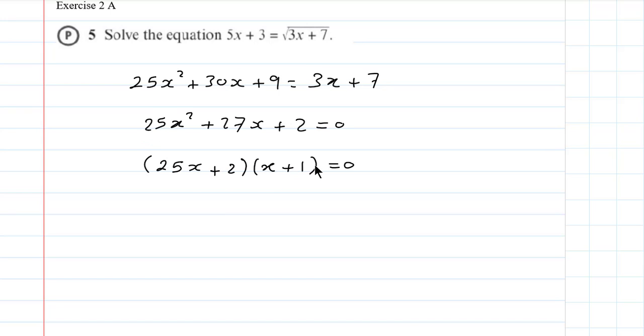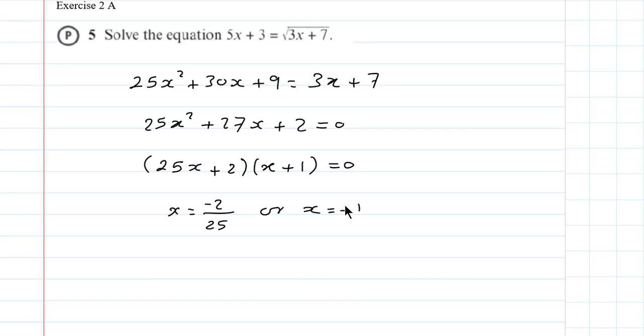Rearrange the problem here now. 25x squared plus 27x plus 2 equals 0, which factorizes as 25x plus 2 times x plus 1 equals 0. And in this case, either x equals negative 2 over 25 or x equals negative 1. But because we have a square root here, please try to substitute again to check that all values are accepted.